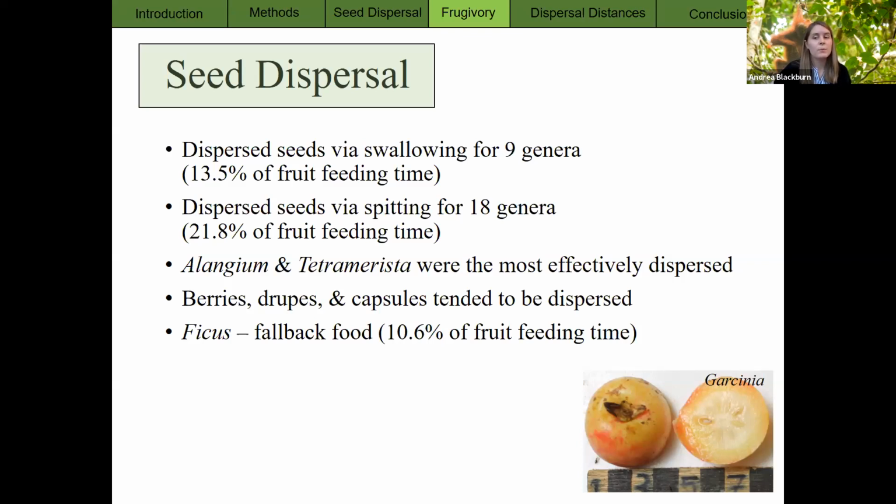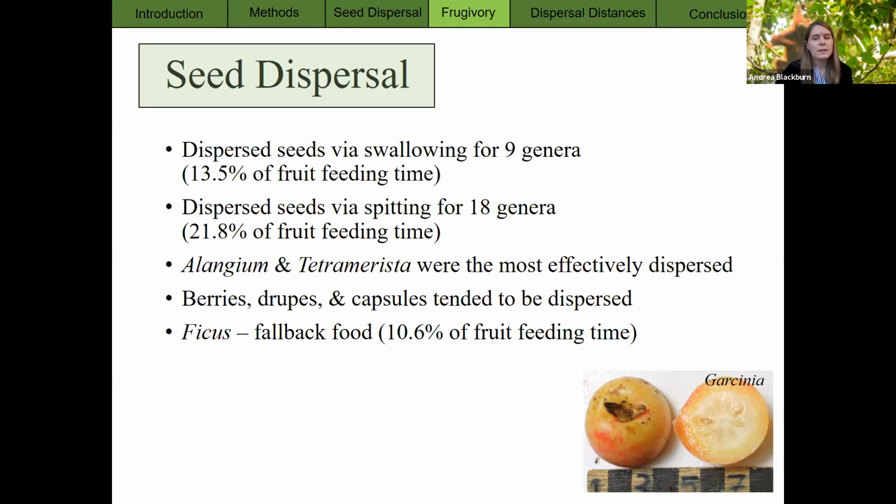Elaeocarpus and Tetramerista were the most effectively dispersed. For these 2 genera, the fruits were consistently and frequently dispersed, and the fruits were highly consumed by orangutans relative to their abundance. We also found that of the different fruit types, orangutans dispersed berries, drupes, and capsules.